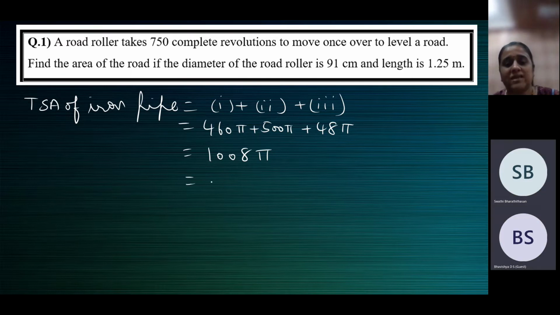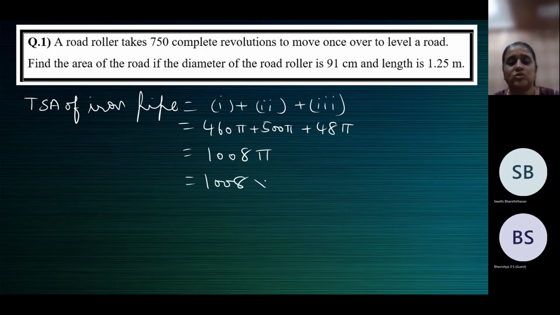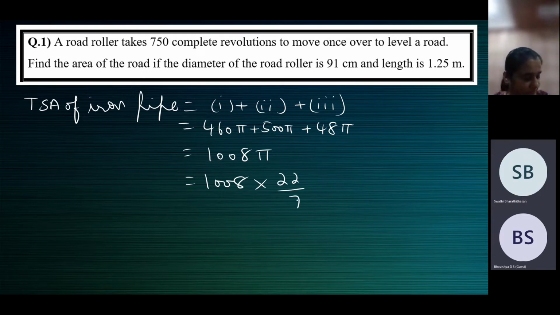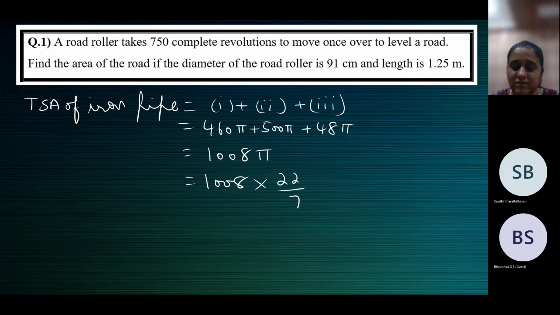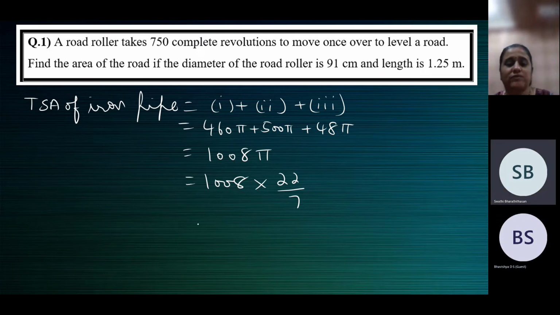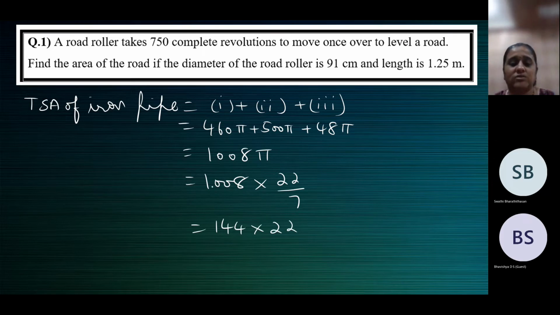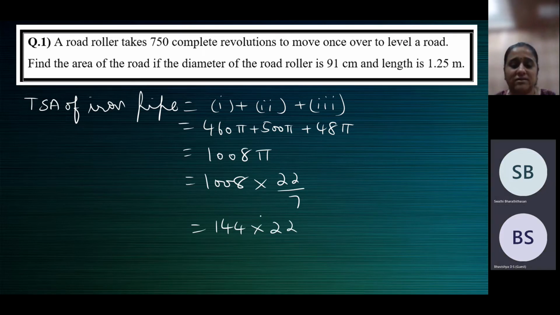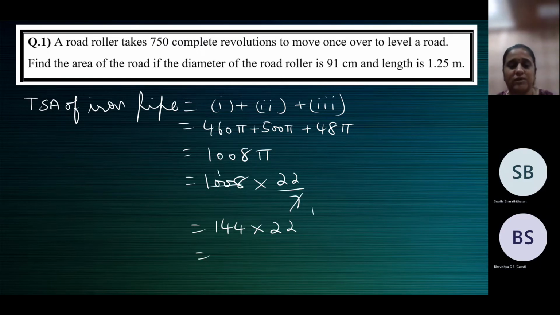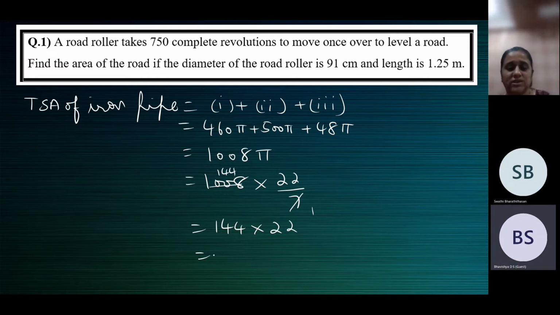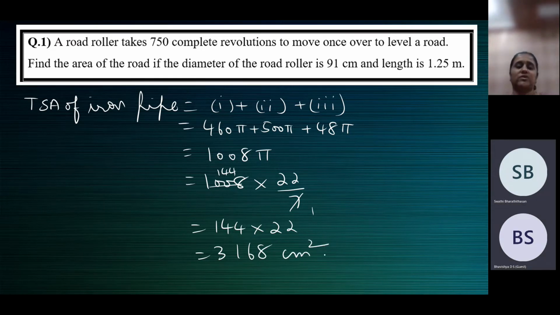Yes, ma'am. So 1008 into 22 by 7. 1008 divided by 7, is it divisible? Yes, 144 times. 144 times into 22 is 3168. 3168 centimeter square, ma'am. Very good, very good.